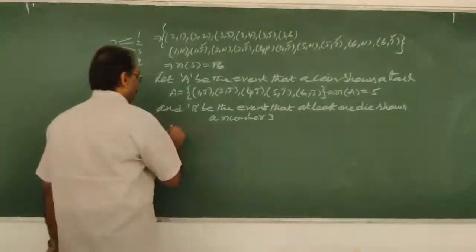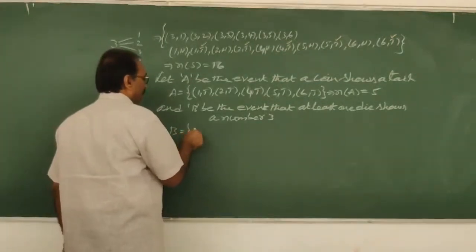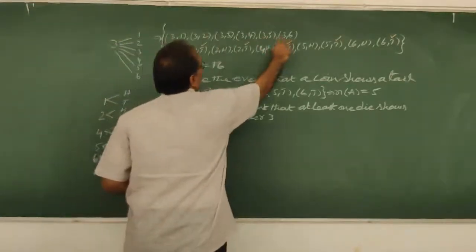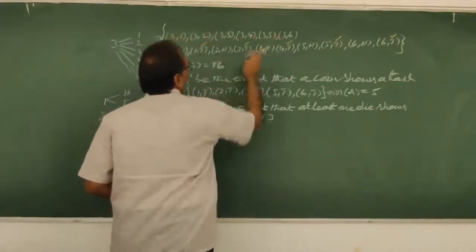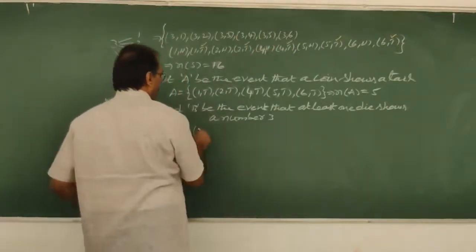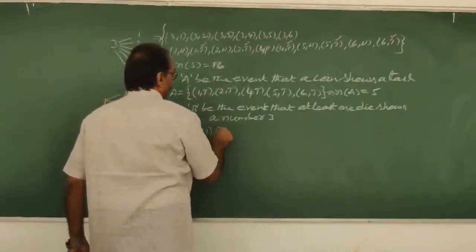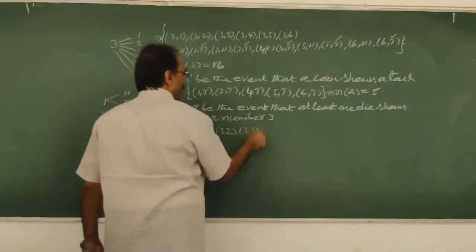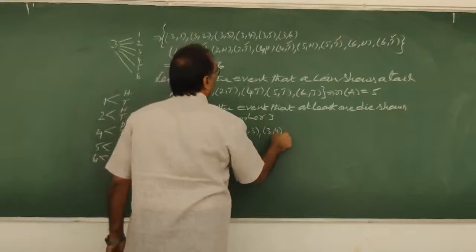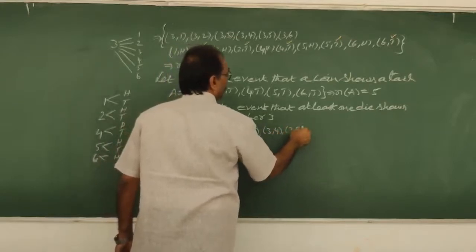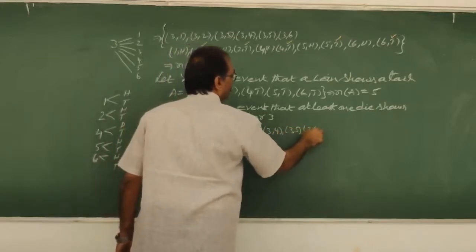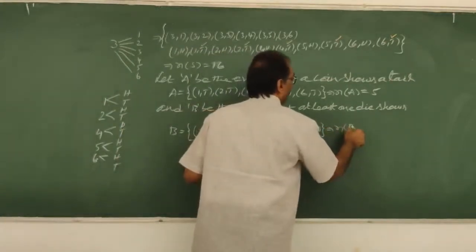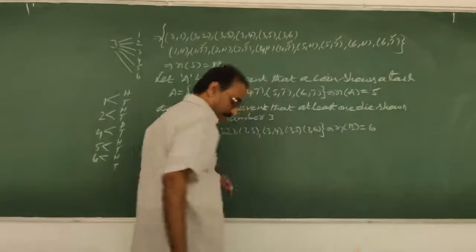So B is equal to the set of sample points. You tell me, at least one die shows 3, so these all have a 3. Therefore it is nothing but 3 comma 1, 3 comma 2, 3 comma 3, 3 comma 4, 3 comma 5, 3 comma 6. How many are there? 6 are there. So this implies n of B is equal to 6, my dear students.